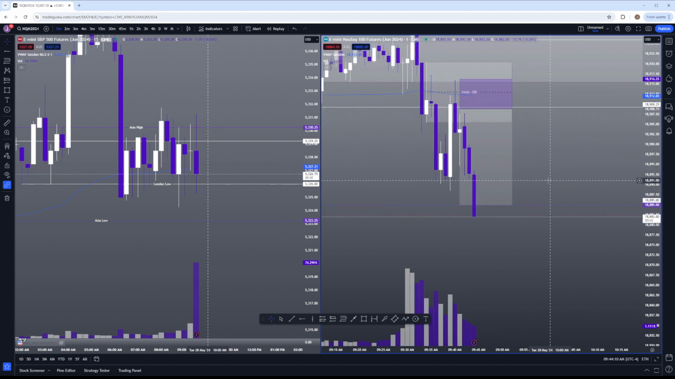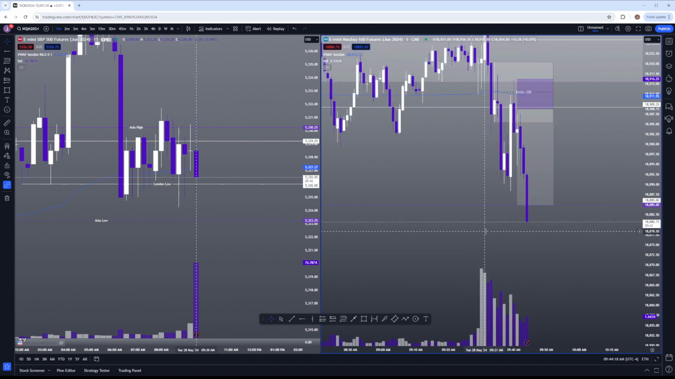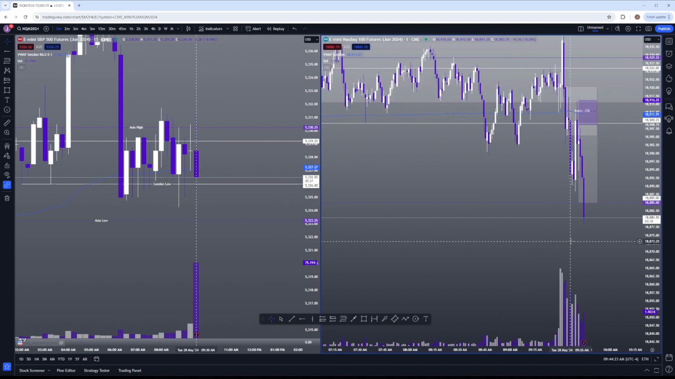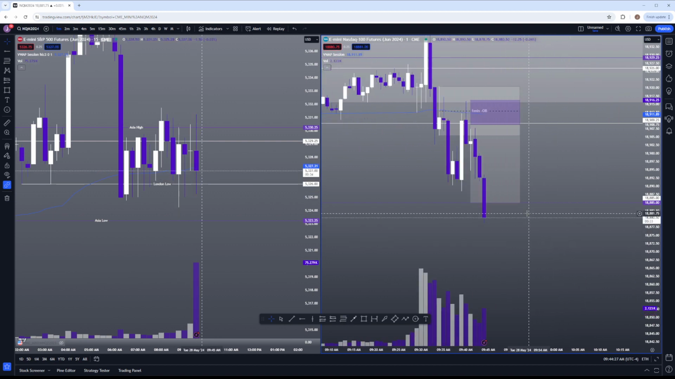We're almost taking out that Asia low. Look at that. All right, so if you are in that position, I'd be looking to probably scale out of at least half of my position at Asia low. Maybe the whole thing, just depends on what you want to do. All right, but look at how that's worked out so far.